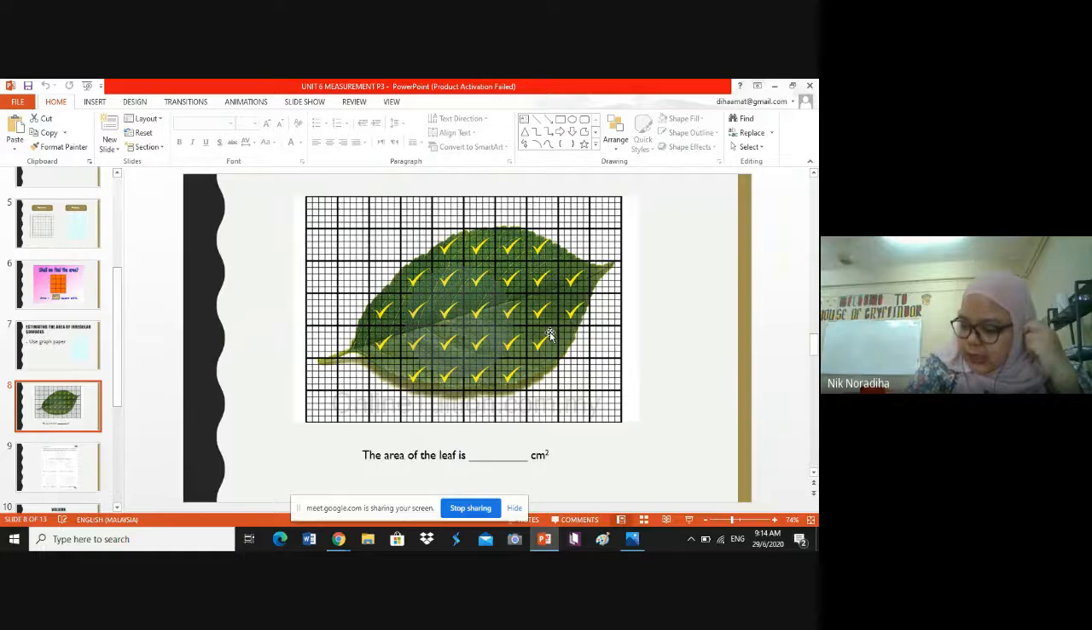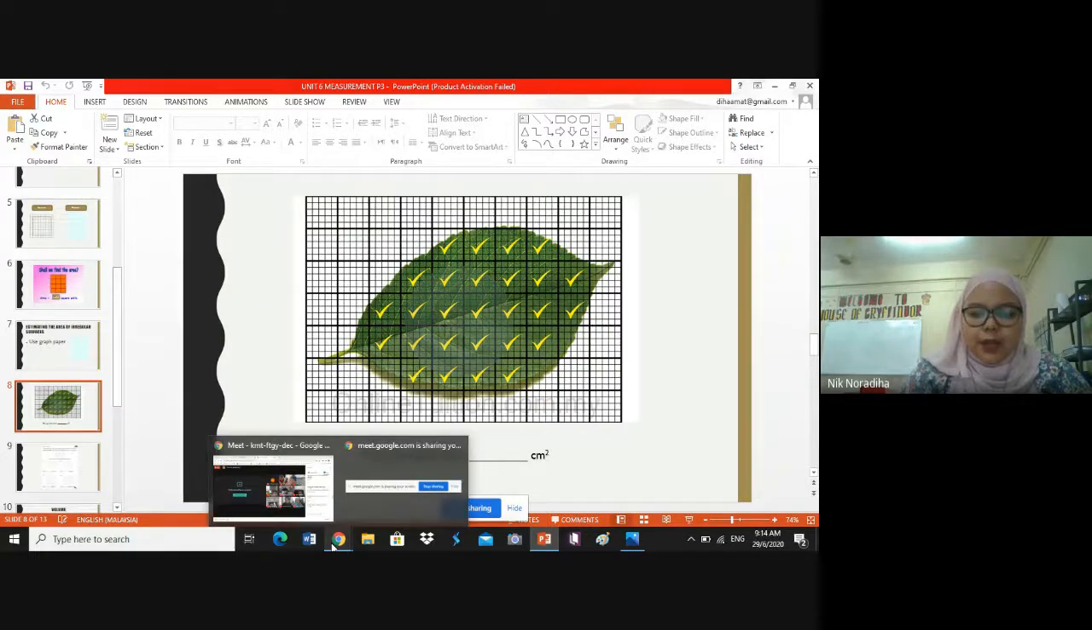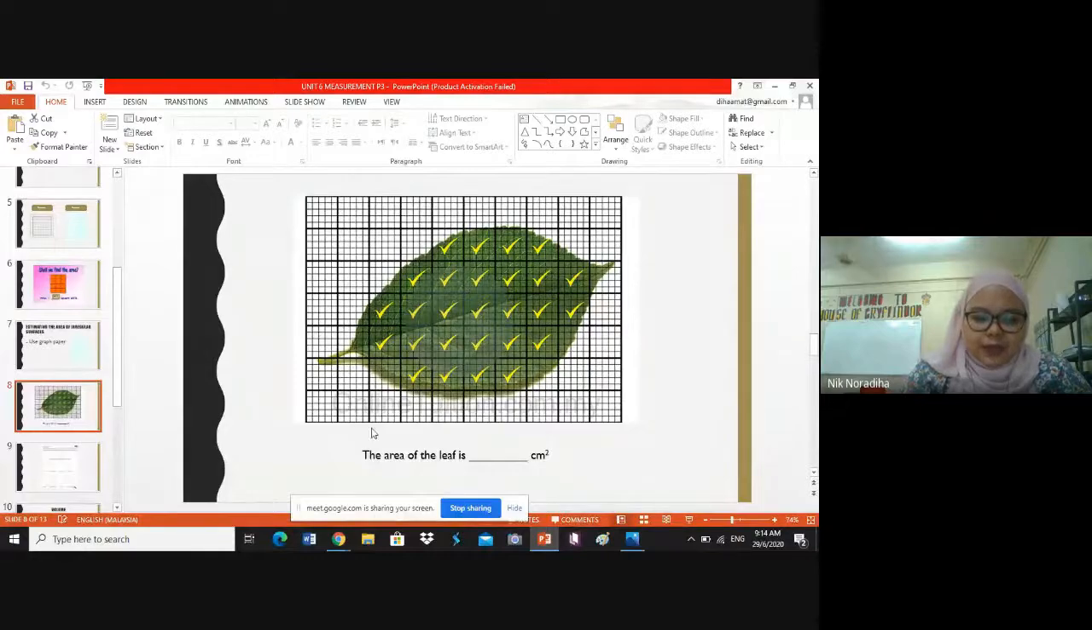So for irregular shape, we need to count them. Okay, using graph paper, we can find the area of irregular shape using graph paper. Okay, please remember that one. Graph paper we use to measure the area of irregular surface. Okay, irregular surface. What you have to do is you put the leaf on the graph paper like this. Look at your screen.